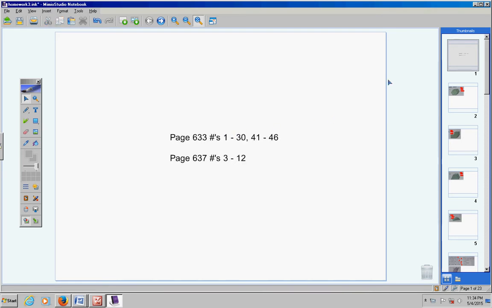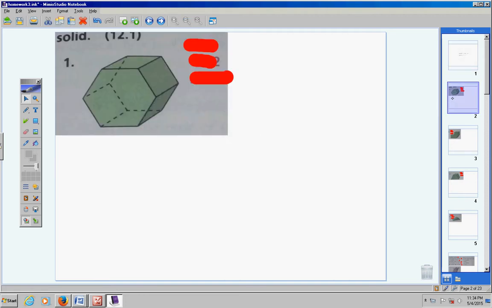Let's go ahead and get started on page 633, numbers 1 through 4, the first 4. The directions say to tell the number of faces, vertices, and edges of the solid, okay?